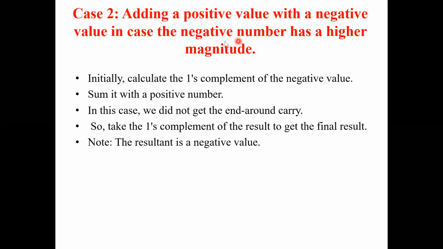Whichever is my negative number, I will find out the ones complement of the negative number. This we did it in the last case also. Then what we will do? Add it with the positive number. Okay, now here since my negative number is more, obviously I will not get a carry. So in this case we did not get an end around carry. Last case we had a carry and we were adding that carry. यहाँ पे since the negative number has higher magnitude, we will not get a carry.